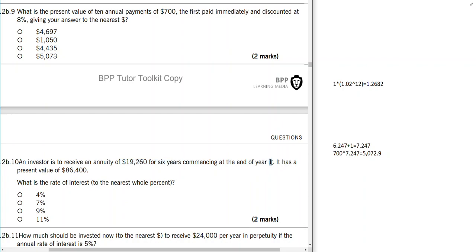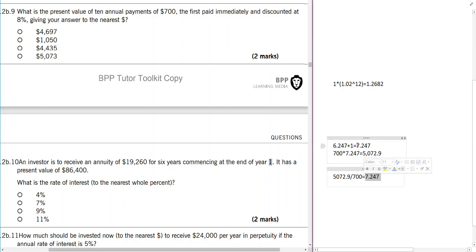Commencing first payment is year 1, which is normal. It has a present value of 86,400. Now, if I take this previous question and divide by this, which was the total amount, and this is the annual cash flow. If I divide the total amount by the annual cash flow, it gives me that factor, like in this case.